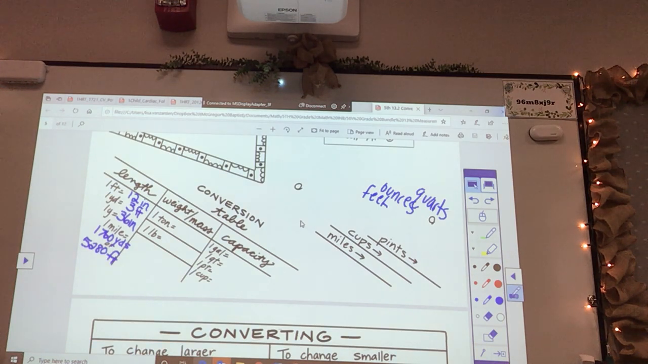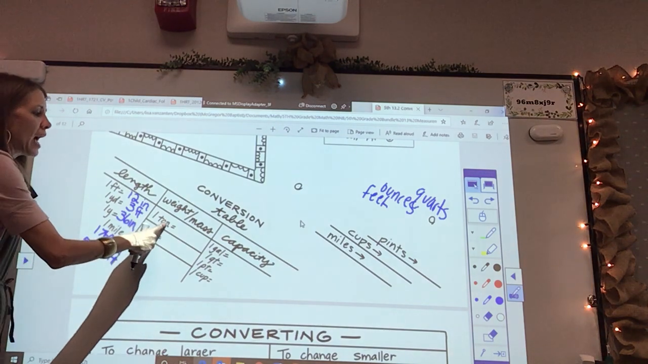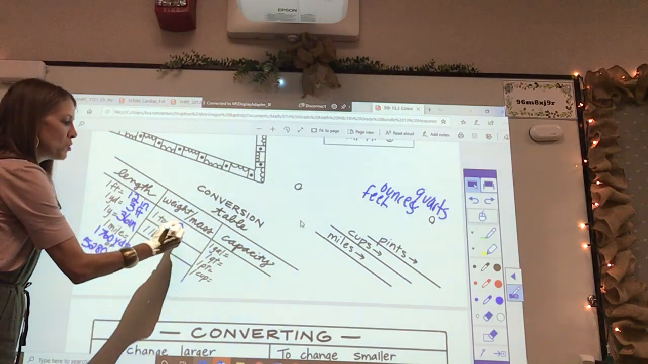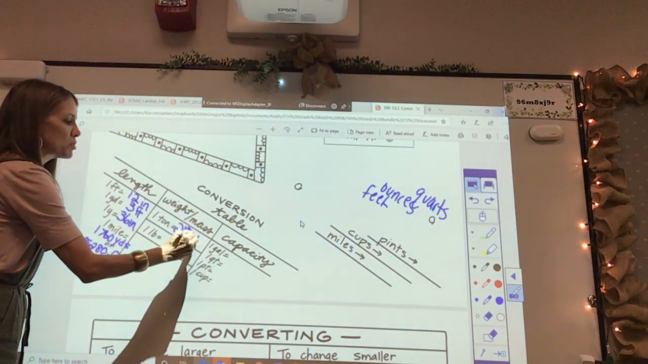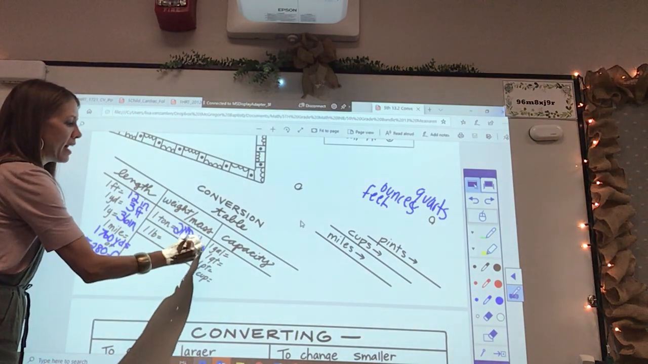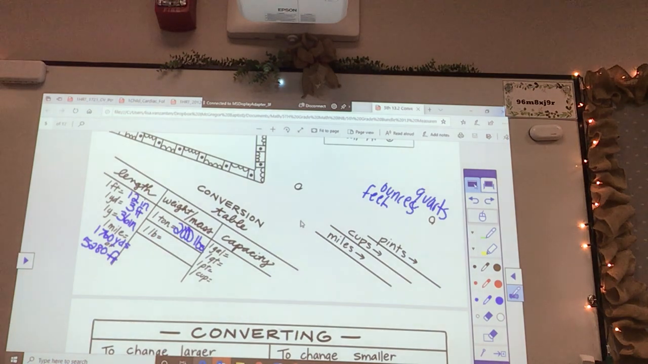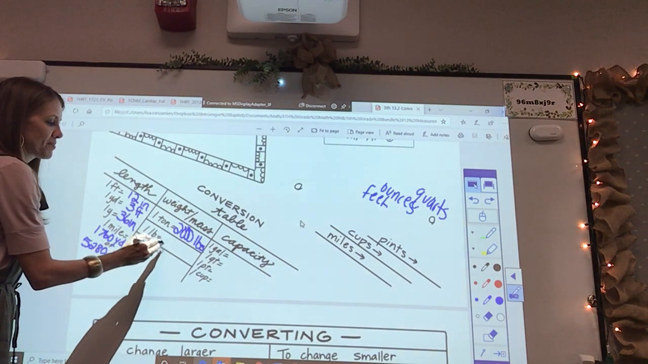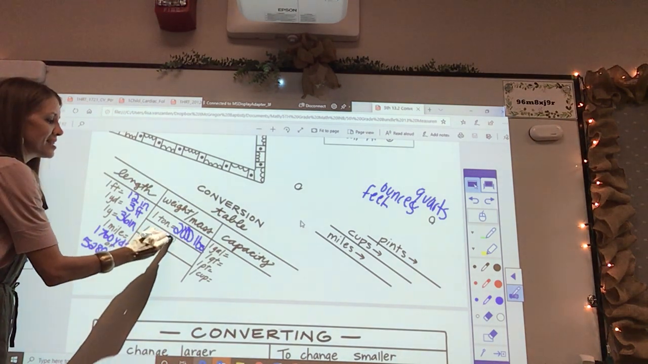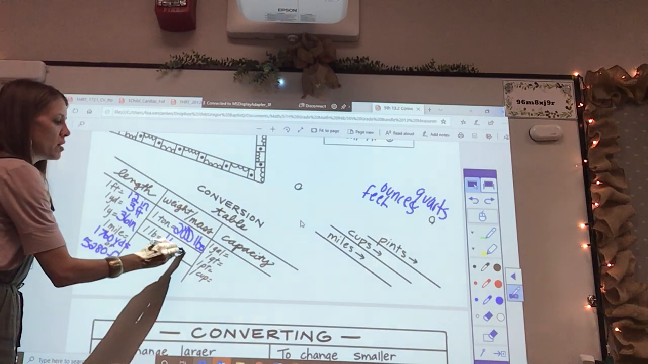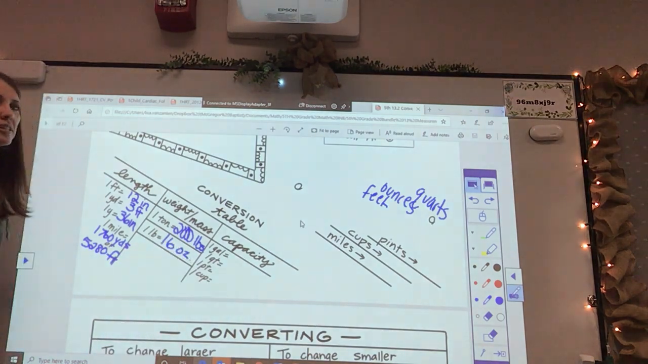Okay, let's look at weight and mass units. 1 ton equals how many? 2,000 pounds, which we abbreviate LBS. 2,000 pounds. One pound equals how many ounces? 16 ounces, which is OZ. 16 ounces.